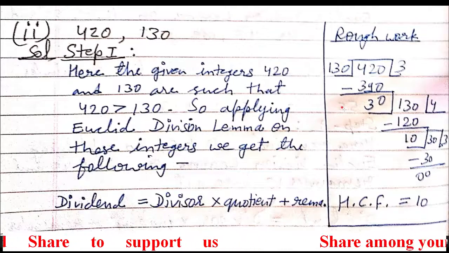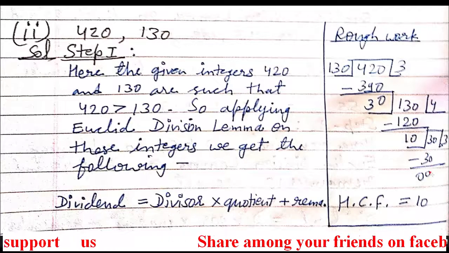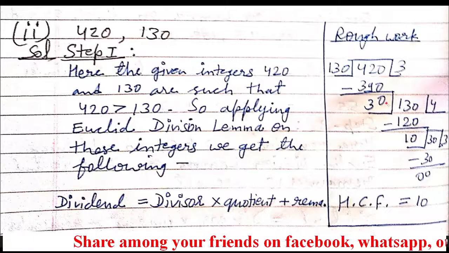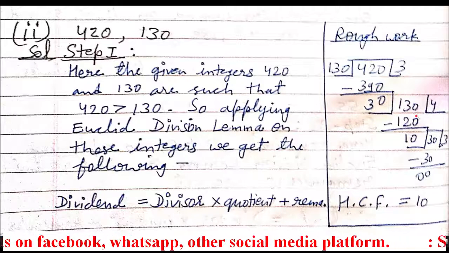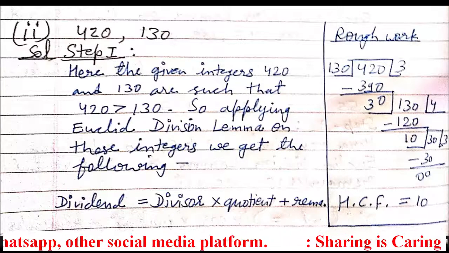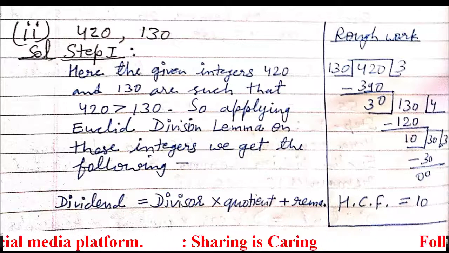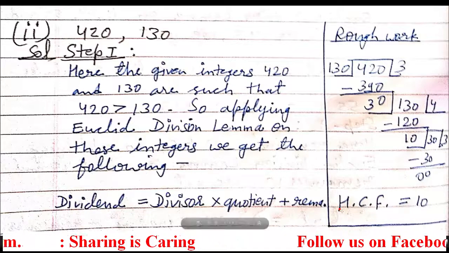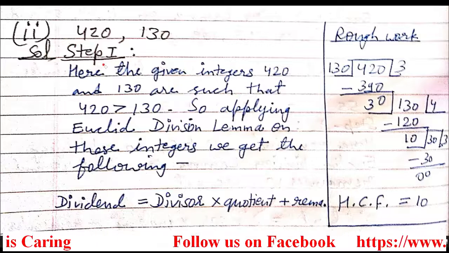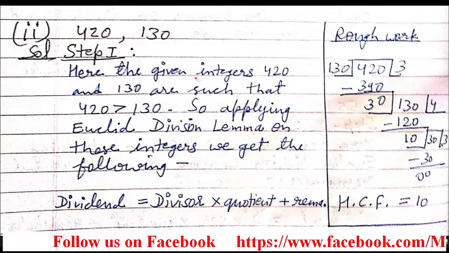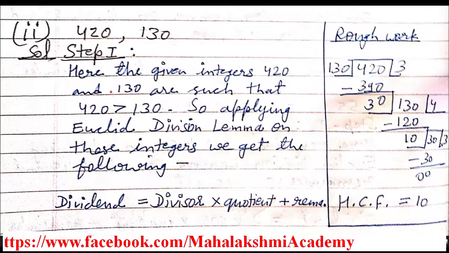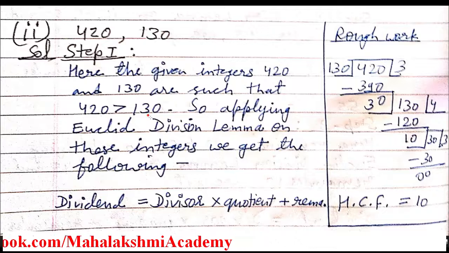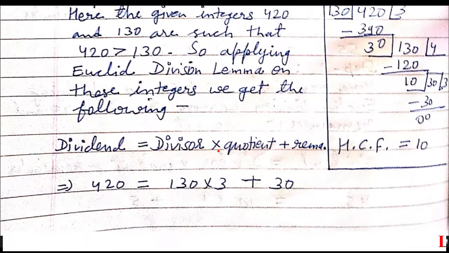Same way, first roughly just divide them and find out the HCF, that is 10. Now for each step, how many steps are there? One division, then second division and then third division. So for all the steps we are going to write down the statements. Step 1: the given integers are 420 and 130. Among them which is greater? 420. So write down that 420 is greater than 130. So applying Euclid's division lemma on these integers, we get the following.